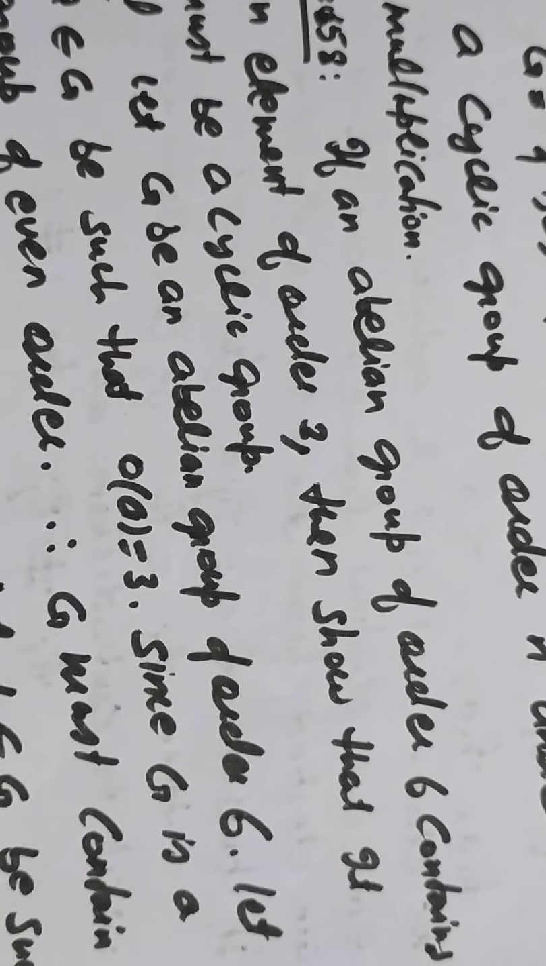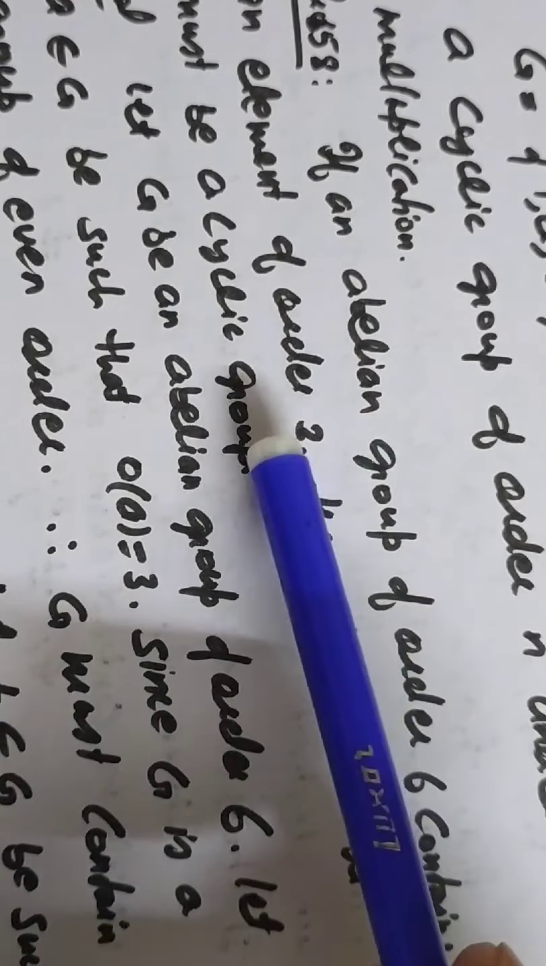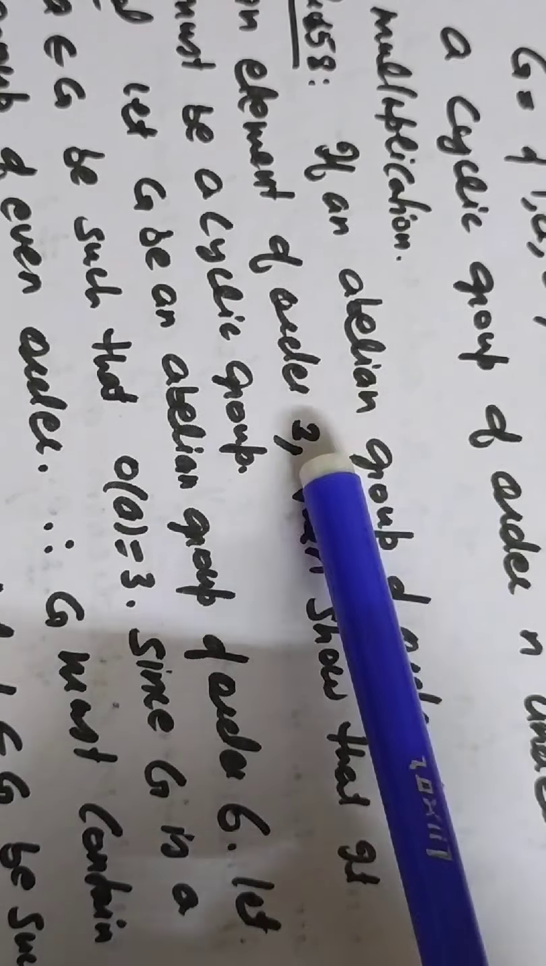Let us have a look at one more beautiful example. If an abelian group of order 6 contains an element of order 3, then show that it must be a cyclic group. So in this example I am giving you an abelian group whose order is 6, and also that this abelian group of order 6 contains an element of order 3. Then I am asking you to show that this must be a cyclic group. It means this group must have an element of order 6.